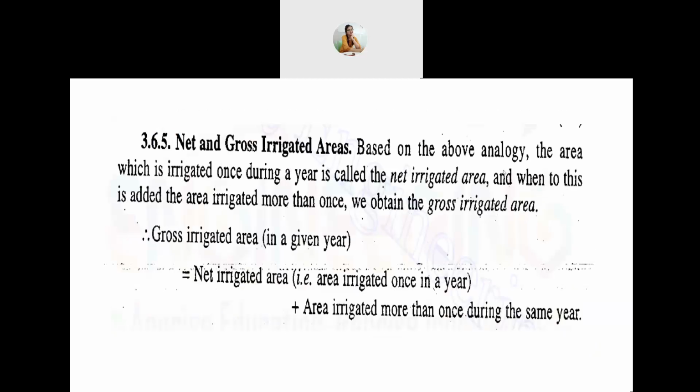Next definition, net and gross irrigated areas. Based on the above analogy, the area which is irrigated once during a year is called the net irrigated area. And when to this is added the area irrigated more than once, we obtain the gross irrigated area. So therefore, gross irrigated area in a given year is equal to net irrigated area, which is the area irrigated once in a year, plus area irrigated more than once during the same year.